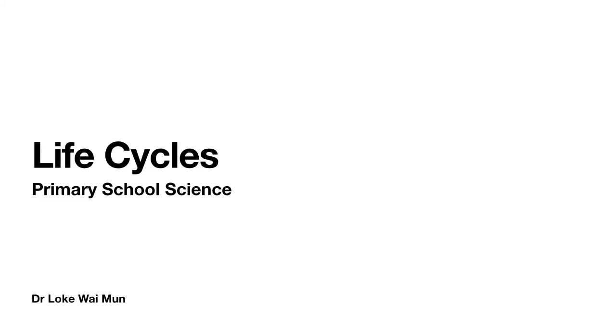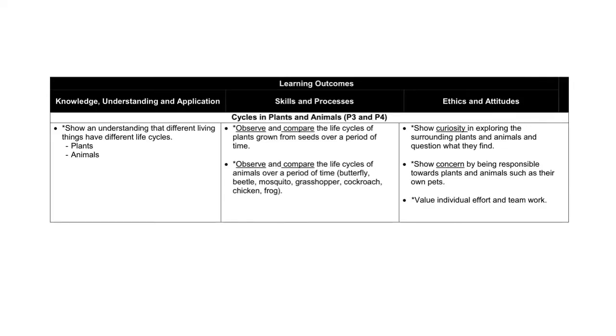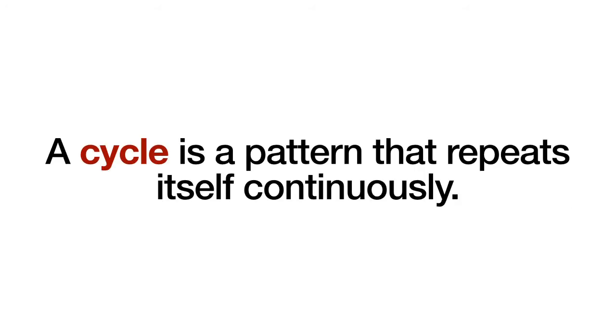Today, let's talk about a new concept that needs to be taught in primary school science: cycles. A cycle is defined as a pattern that repeats itself continuously. That's why usually a cycle is circular in structure. It tells you that it goes in circles and never ends because it repeats itself continuously.